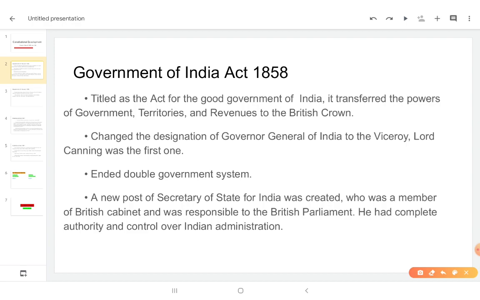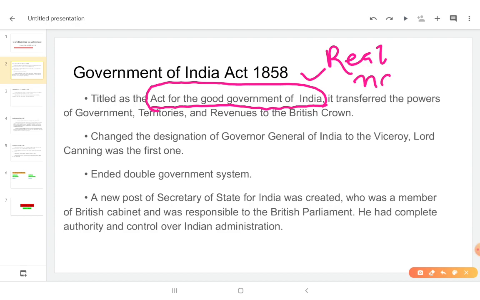Through this act, the first thing they did was title the act. The real name of this act was the Act for the Good Government of India. And it transferred the powers of government, its territory and its revenues to the British Crown.